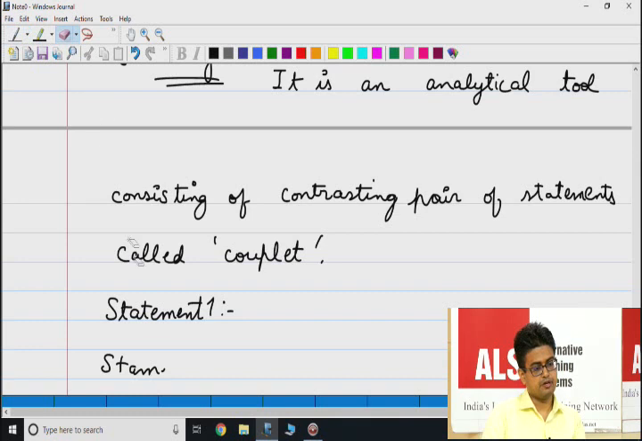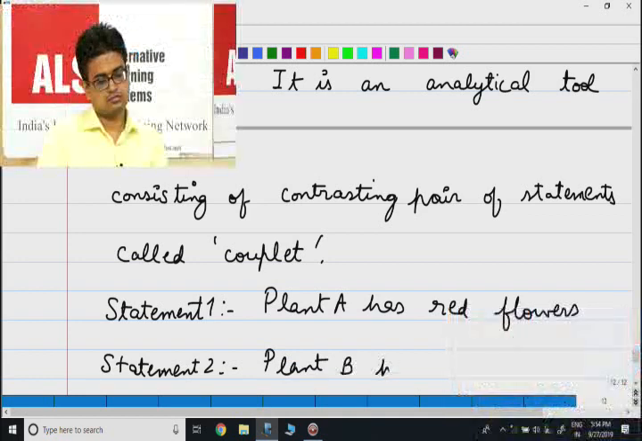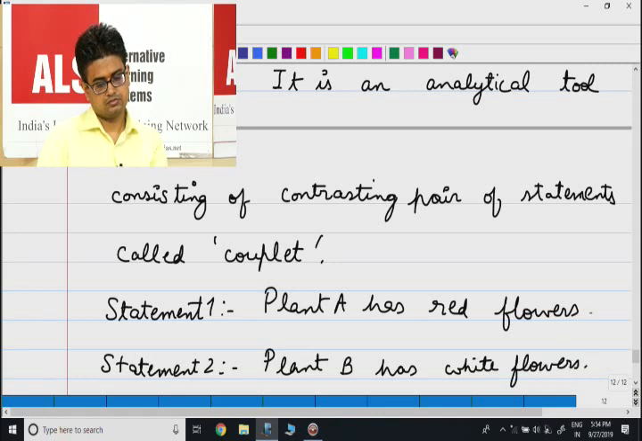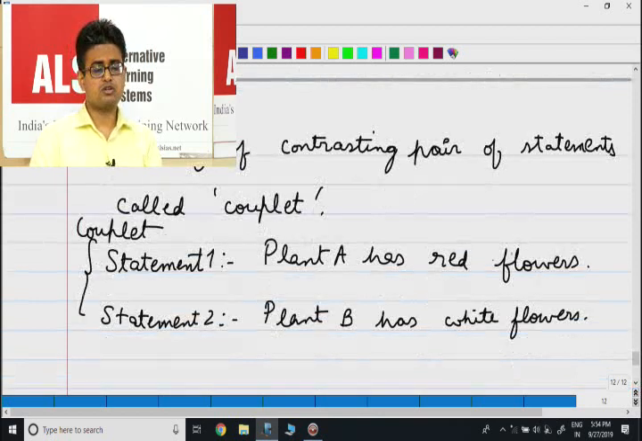Statement 1 and statement 2. Plant A has red flowers. Plant B has white flowers. Okay. So this is called a couplet. And each statement is given a different name. There are different types of keys also. But these are two contrasting pair of statements and it represents a type of key.